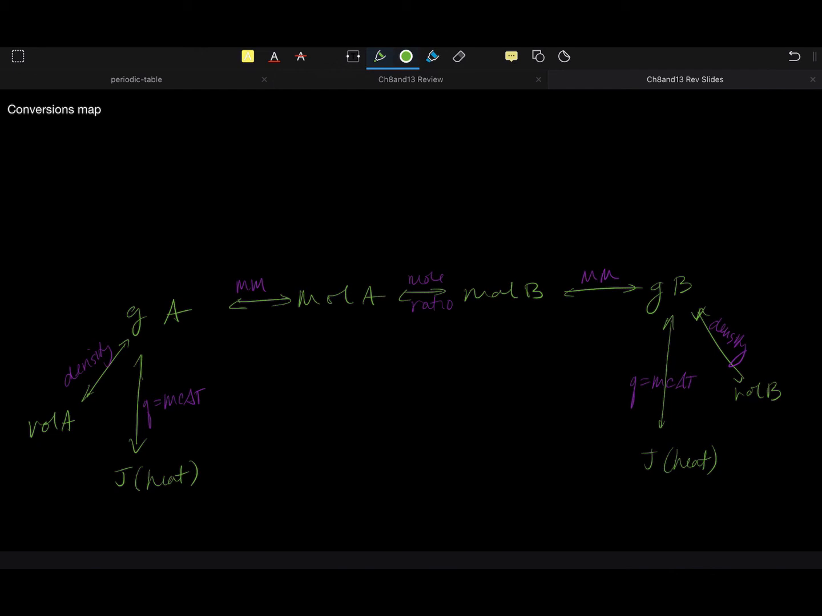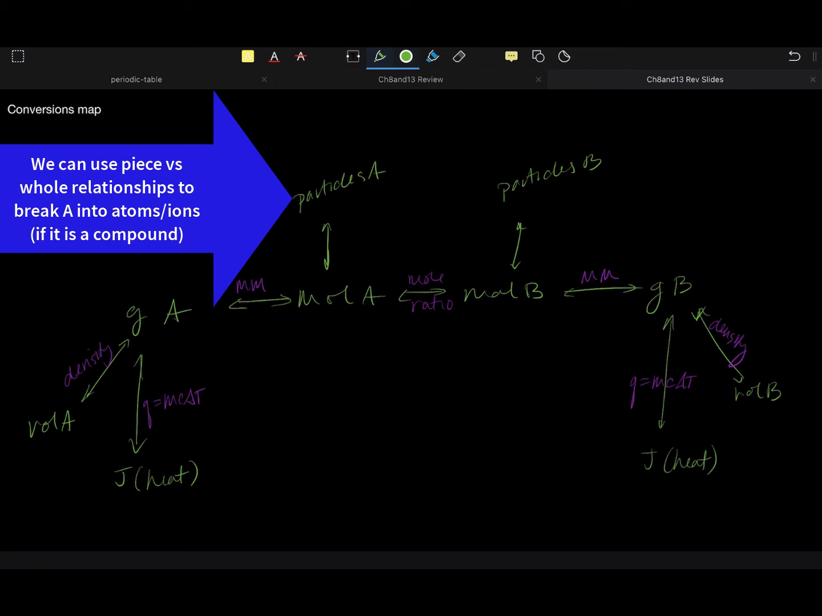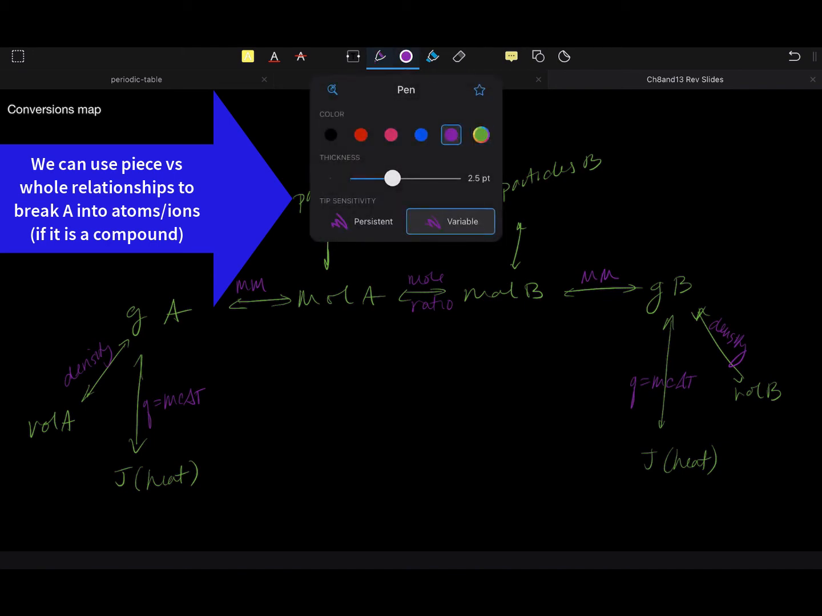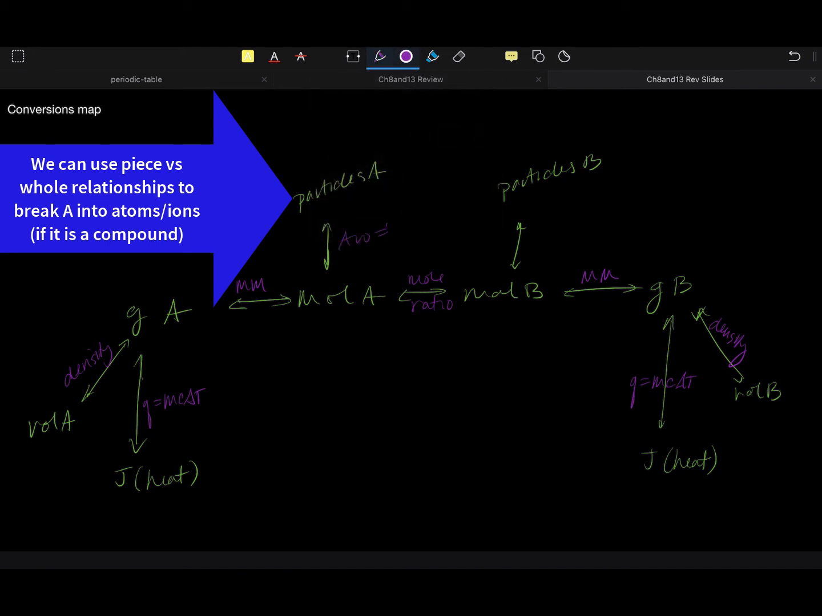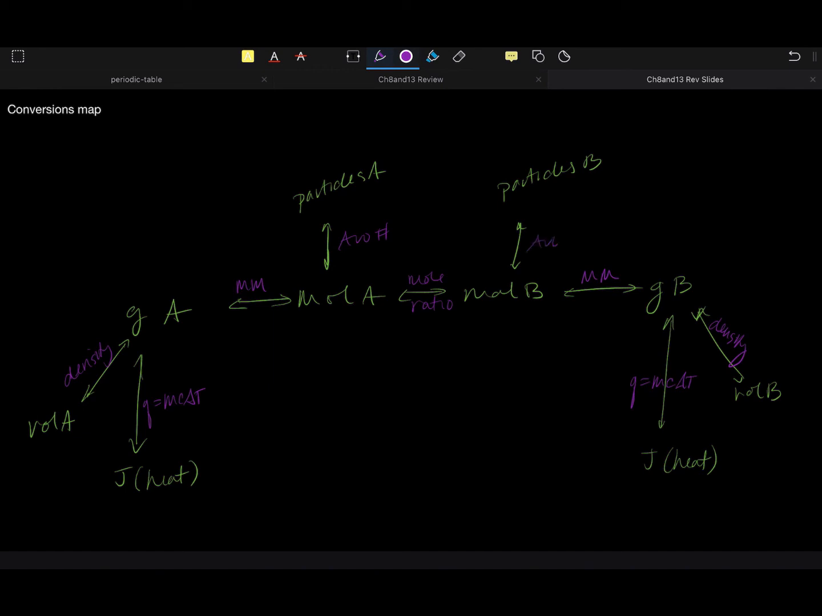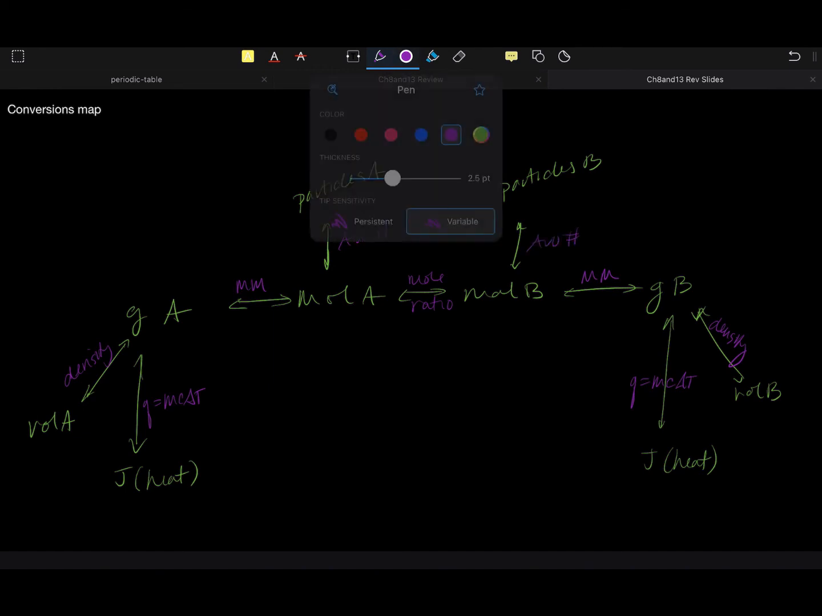We also have Avogadro's number, which fits in here. So we could go to particles of A, or we could talk about particles of B, using Avogadro's number. And let's see what else we've got.